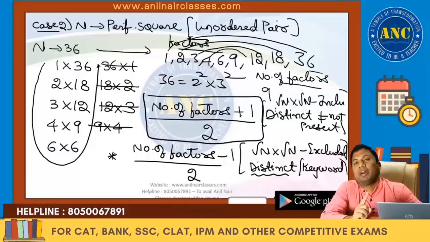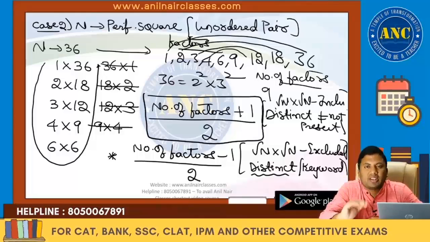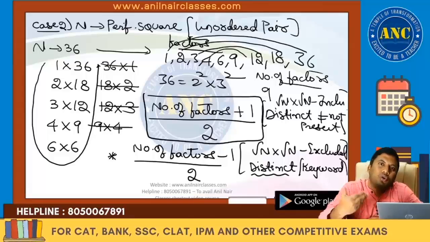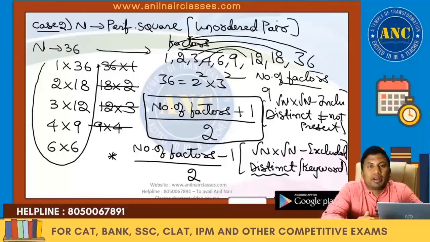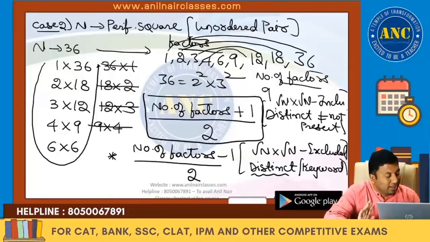So it will be either the number of factors plus 1 by 2, where plus 1 means you are including one more case, root n into root n, or the number of factors minus 1 by 2, where you are eliminating that one case, root n into root n. I hope the idea is clear. I will take a few examples so that it will be clear to you.